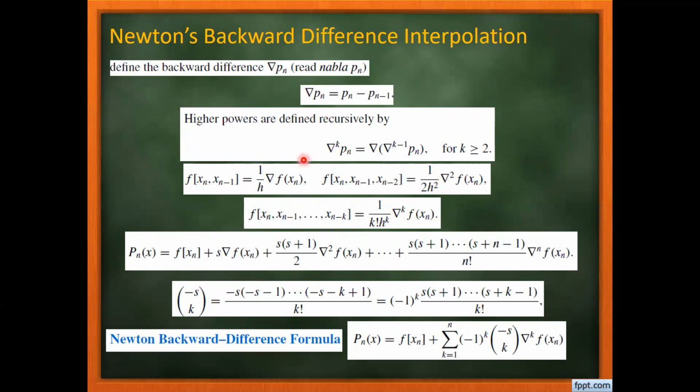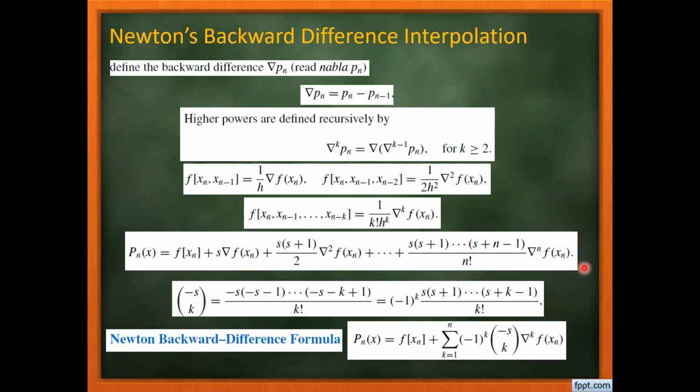Now, by substituting these values in the divided difference interpolation polynomial, we get f of xn plus s times nabla f of xn, plus s times s plus 1 divided by 2 nabla square f of xn, plus so on, up to s times s plus 1 up to s plus n minus 1 divided by n factorial nabla n f of xn. It is just a little simplification to write it again in binomial expansion form. You are just taking minus s as common to make sure that we can use factorials. This reduces our effort, but mostly we are going to use this form.